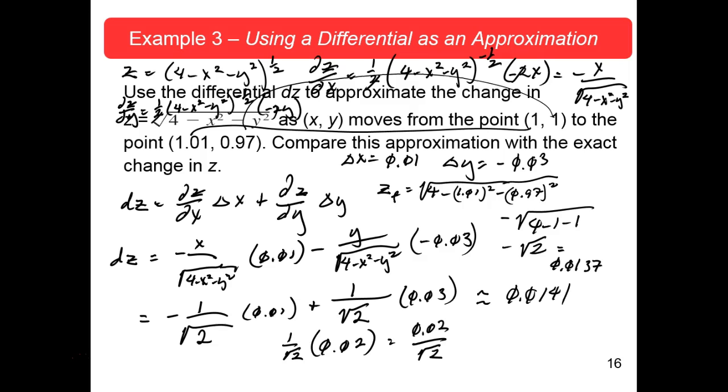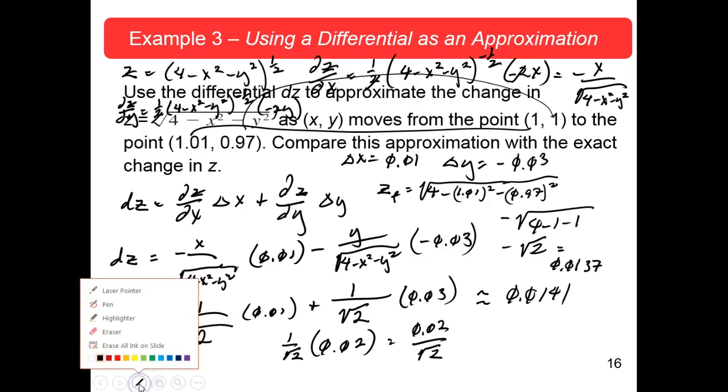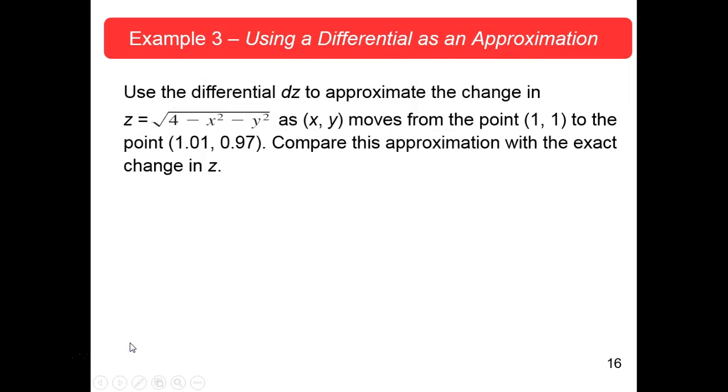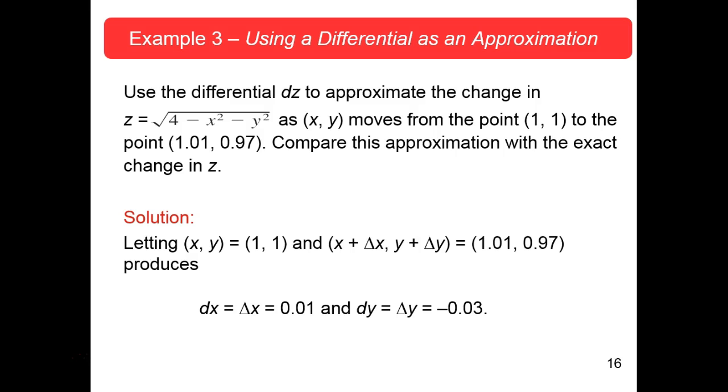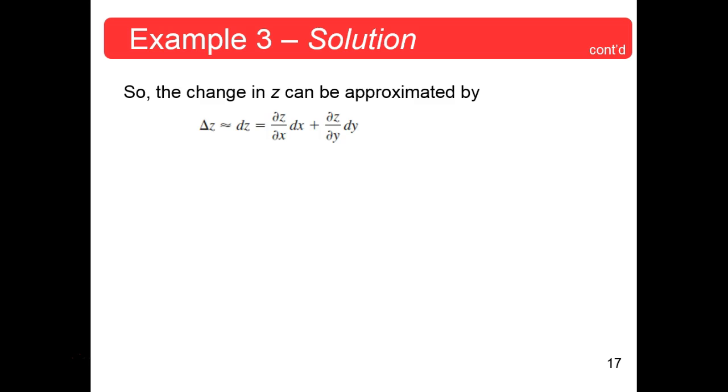And that's what the book got too. Now, a function in 3 independent variables. Let me get out of this and show you how they did it. Letting x, y be 1, 1, and x plus delta x, y plus delta y be 1.01 and 0.97 produces dx equal delta x of 0.01 and dy equal delta y of negative 0.03. We did those, right?